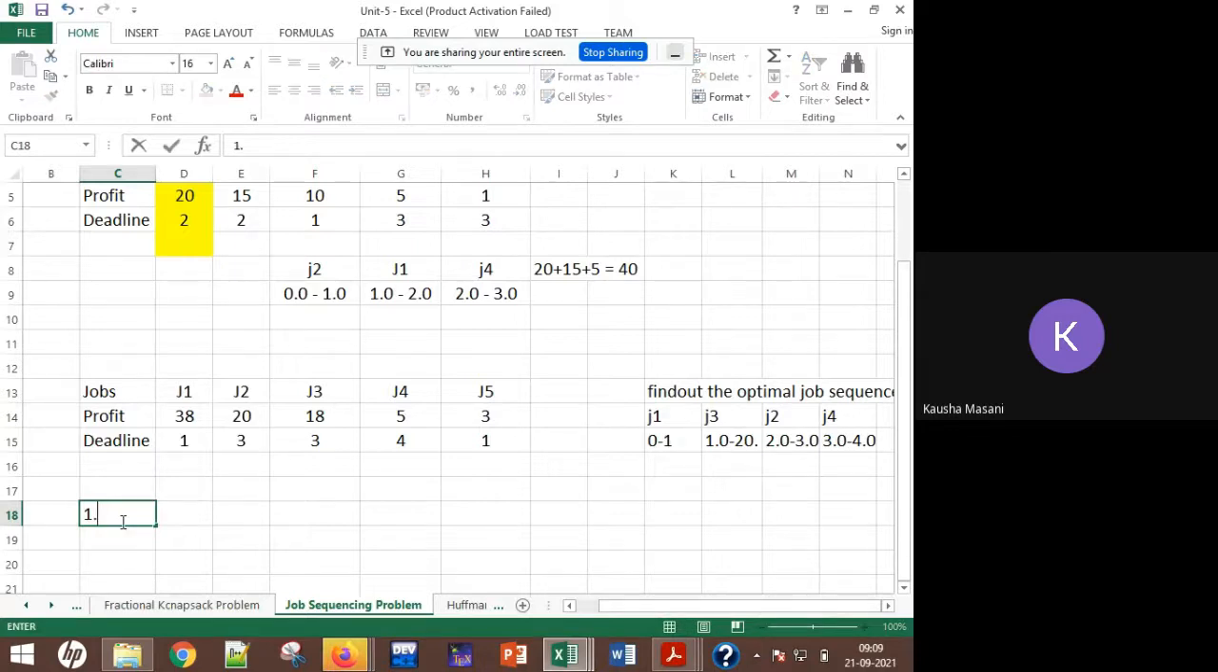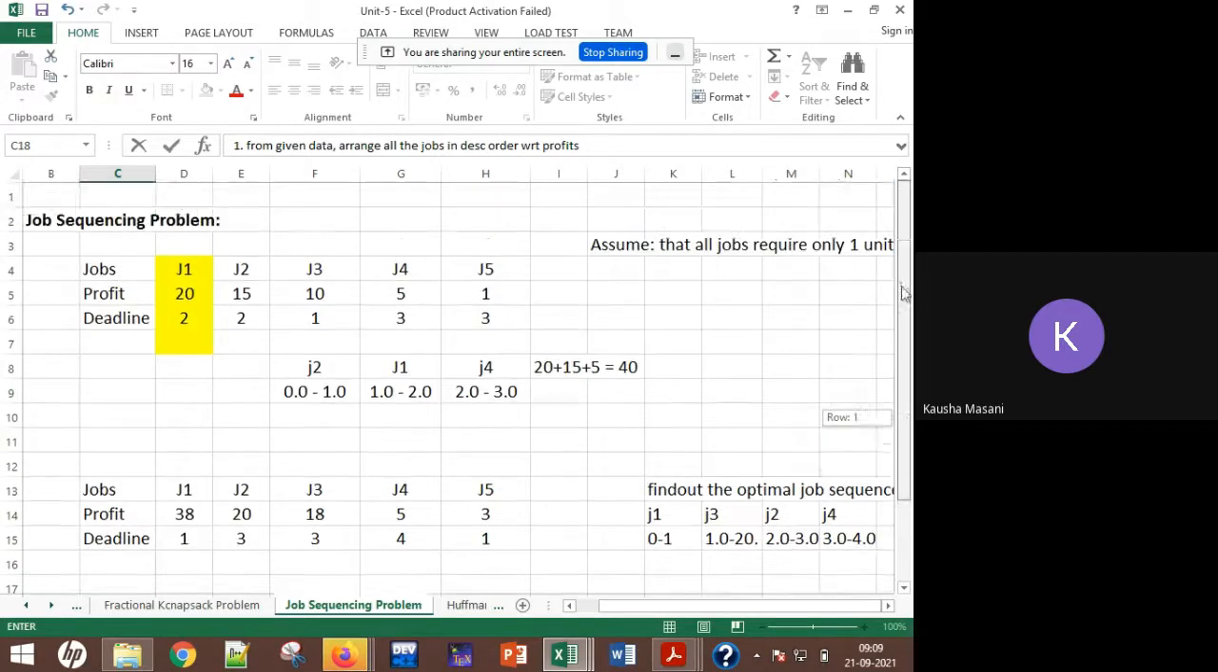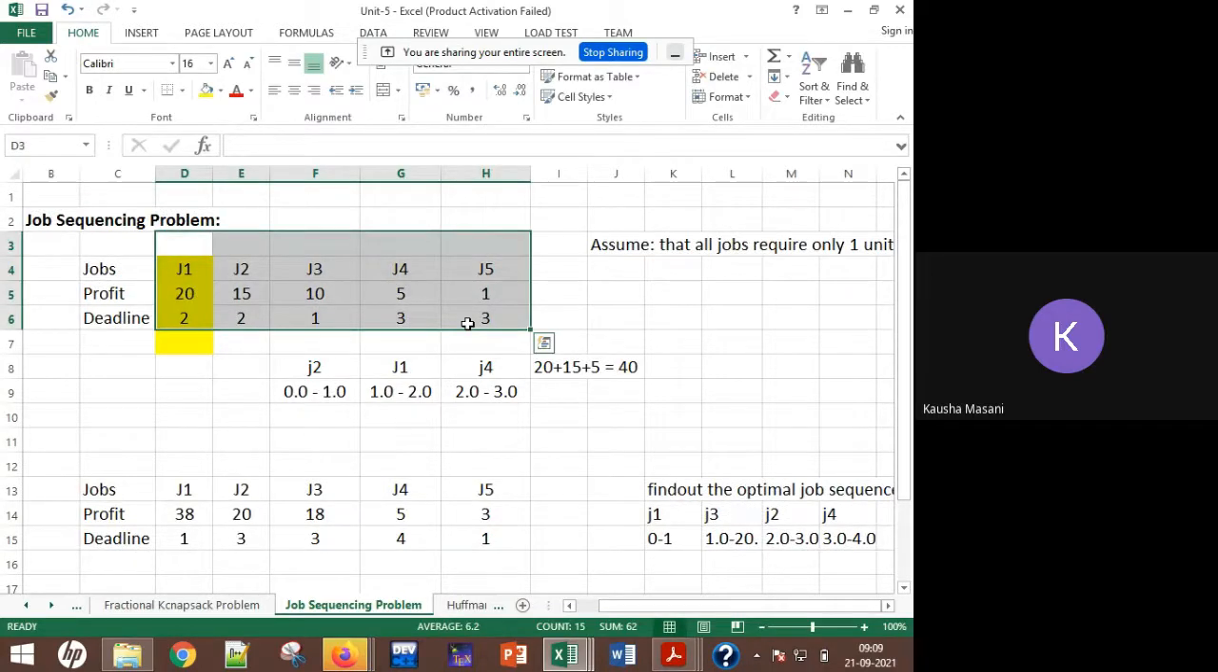Step number 1. From the given data, arrange all the jobs in descending order with respect to their profits. It might happen that in the question they are already in descending order. Like suppose like this, you see the profits, they are arranged in descending order. But if not, then the very first step for you is to arrange all the profits in descending order.